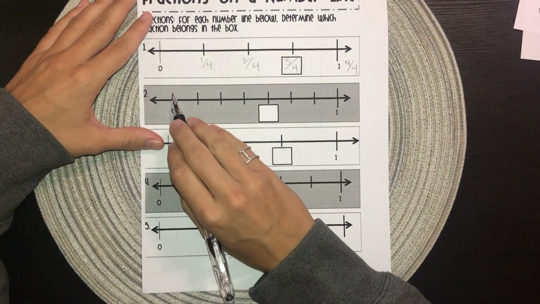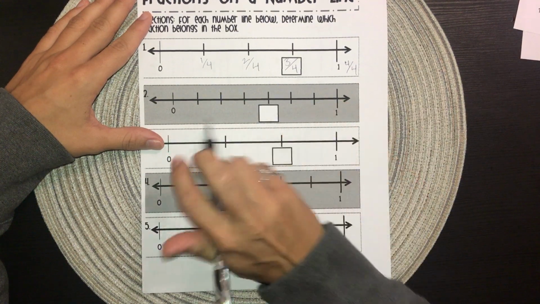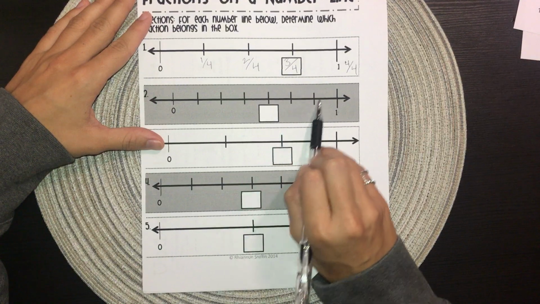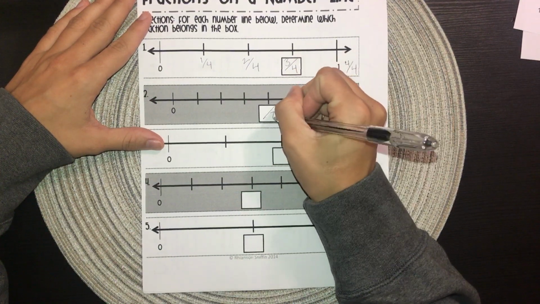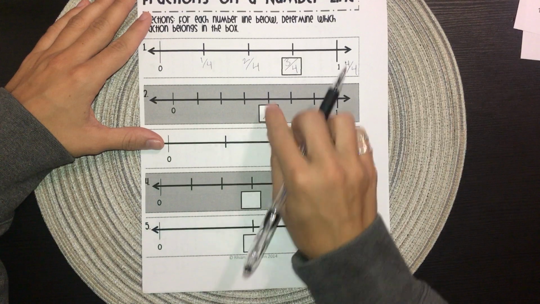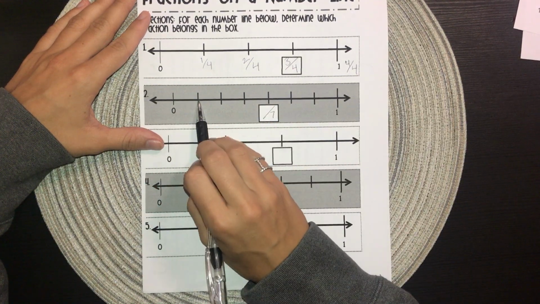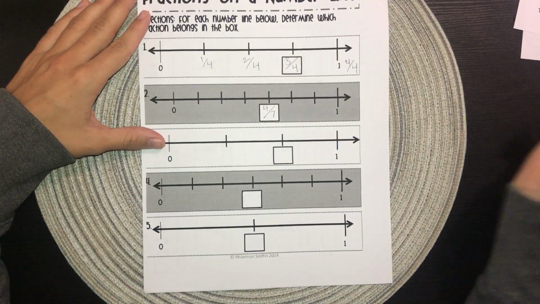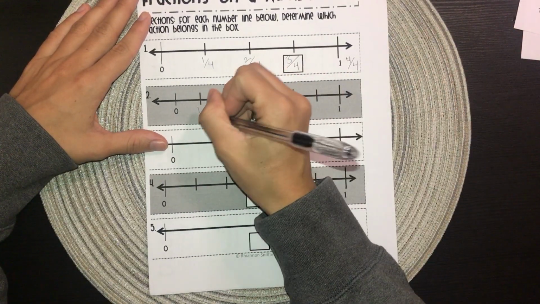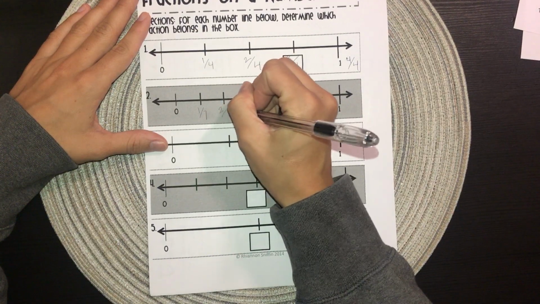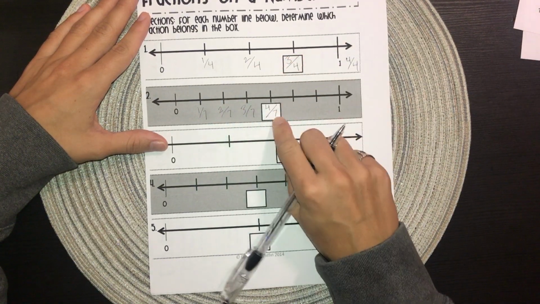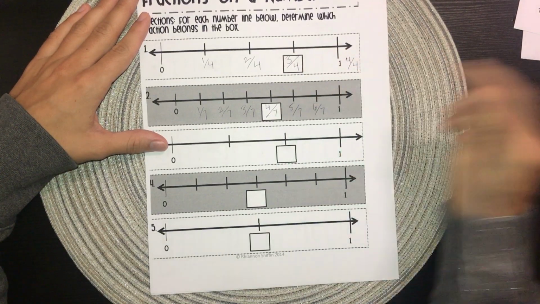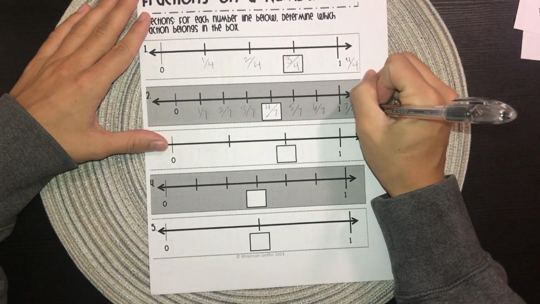And then here, we start at 0, and then there's 1. So 1, 2, 3, 4, 5, 6, 7. So there's 7 total pieces, and the box is here at 1, 2, 3, 4. So 4/7. And again, if I wanted to label my whole number line, I could do 1/7, 2/7, 3/7, 4/7, 5/7, 6/7, and 1, which is also equal to 7/7.